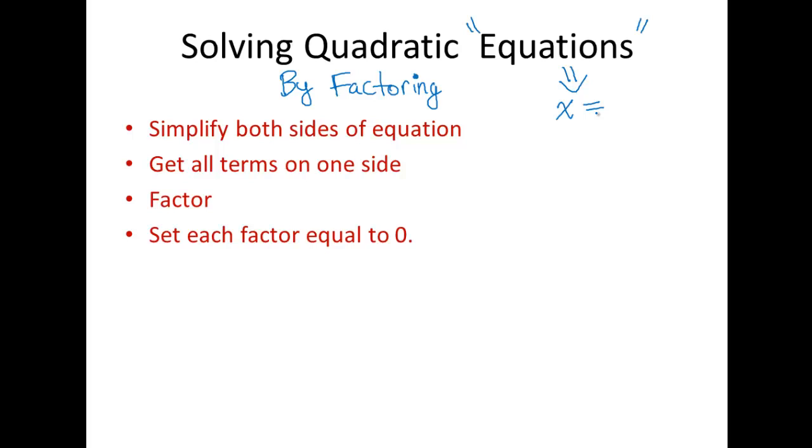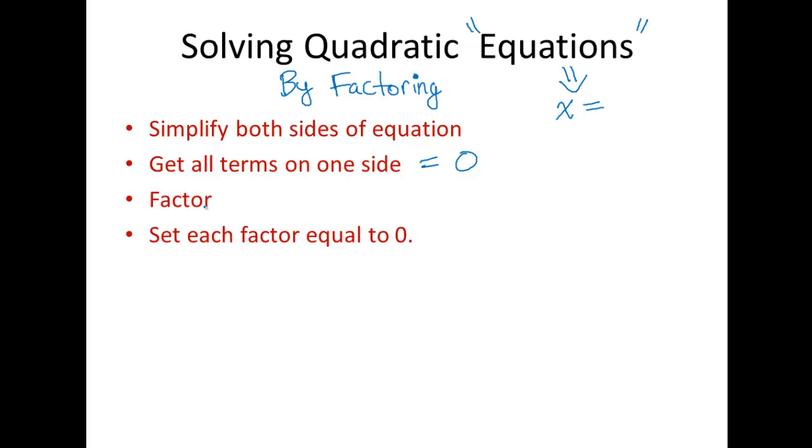The first step is to simplify both sides of the equation. Just like with linear equations, if we see a distributive property, we're going to distribute. If we see combining like terms, we're going to do that. We're also going to clear our fractions if we see fractions in our problem. After we've simplified both sides of the equation, we're going to get all our terms on one side of the equation set equal to 0. So I want everything on one side, and 0 on the other side. After we do that, we're going to factor.